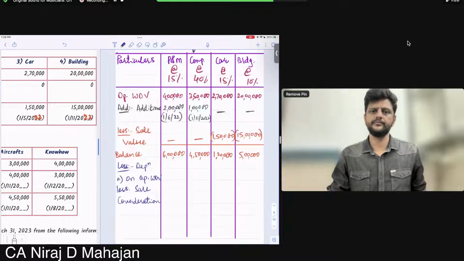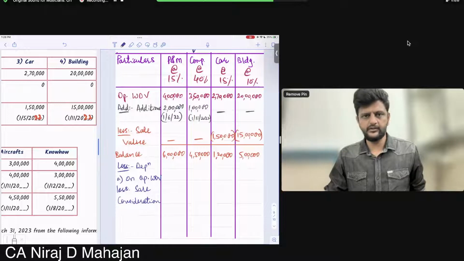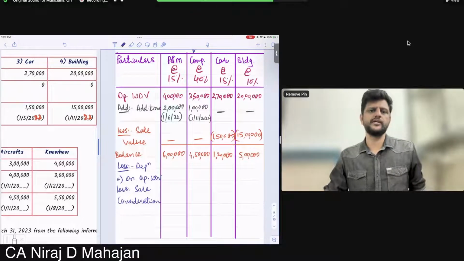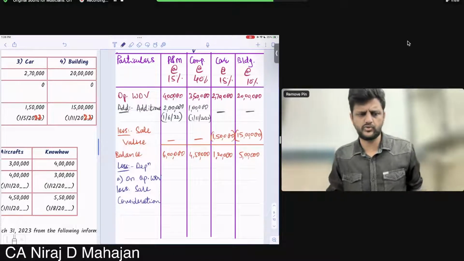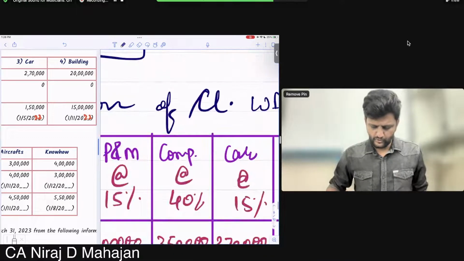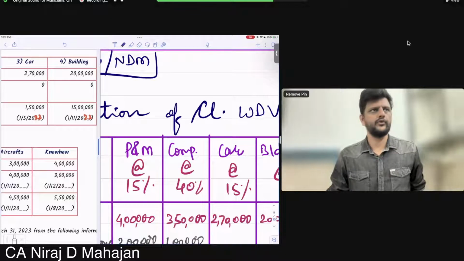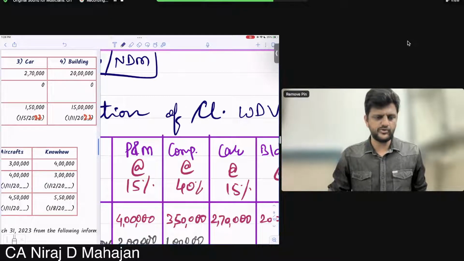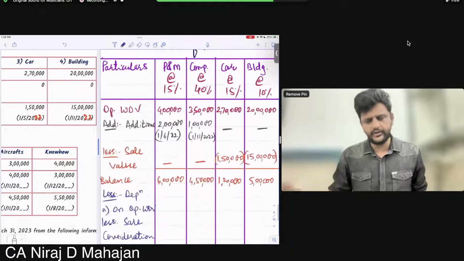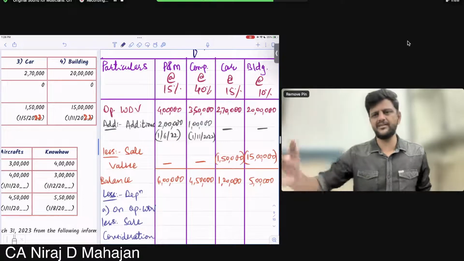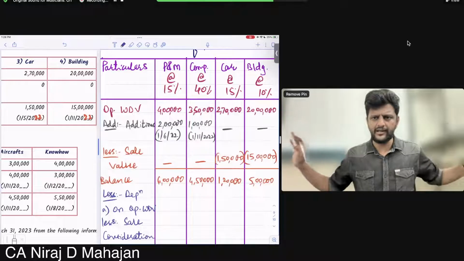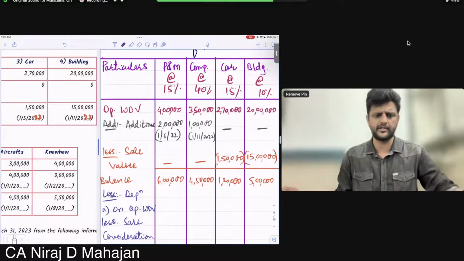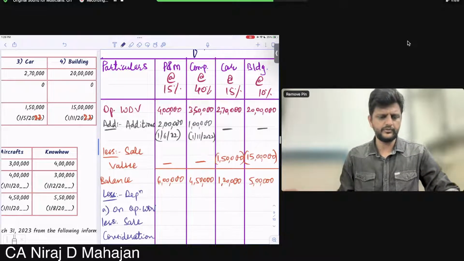Are you with me, everybody? In plant and machinery and computer, the first two columns, is there a sale? No. So I'll give depreciation on 4 lakhs and 3,50,000 also, on the opening balance. When you use the opening balance, what is the meaning of that? That asset was used for the entire year. However, if the asset is sold during the year, we reduce it from the opening balance. That's why for plant and machinery and computer, the opening balance is used for the entire year, and I'll give depreciation. Clear or not? Tell me, all of you.